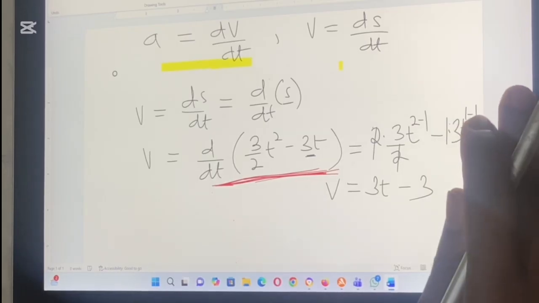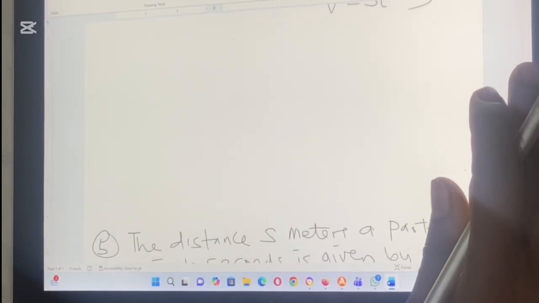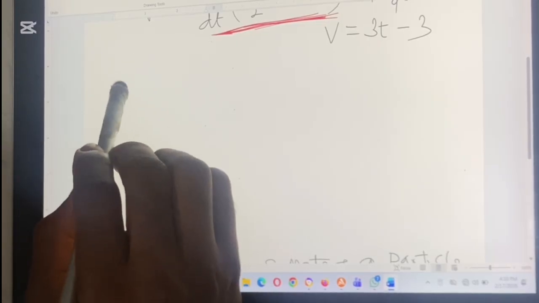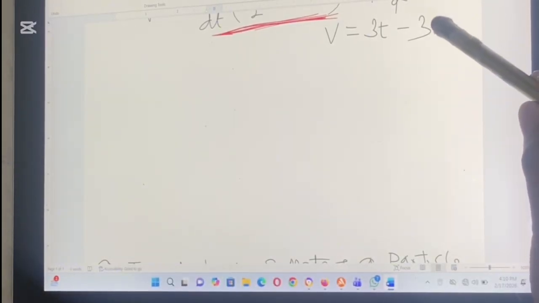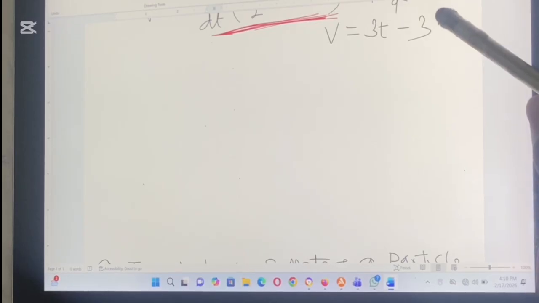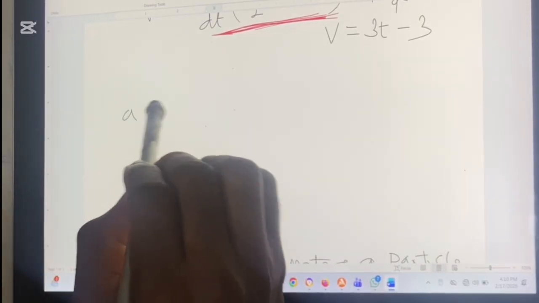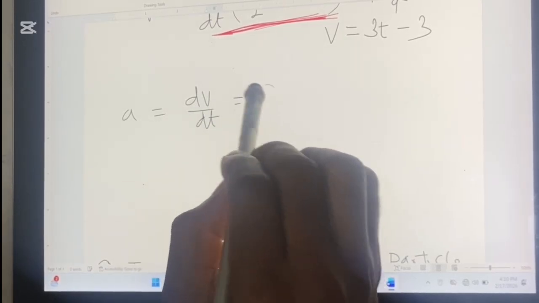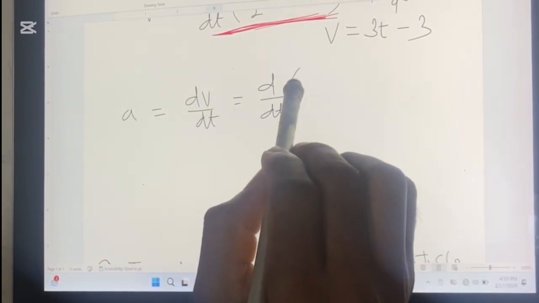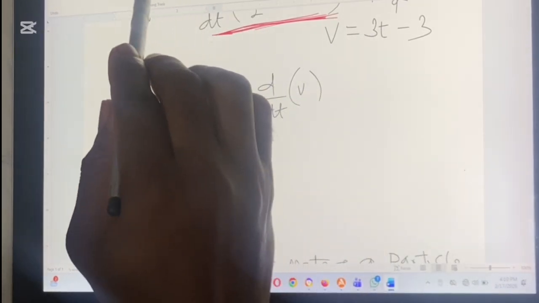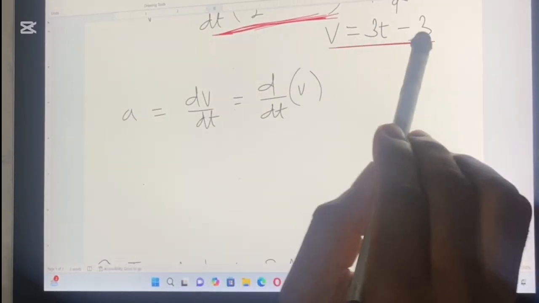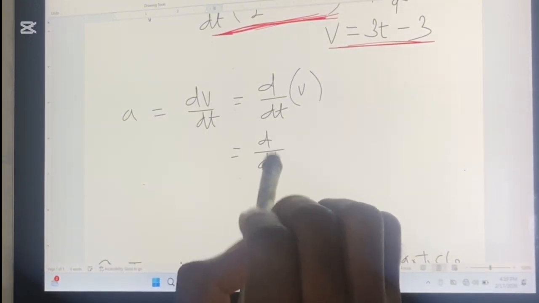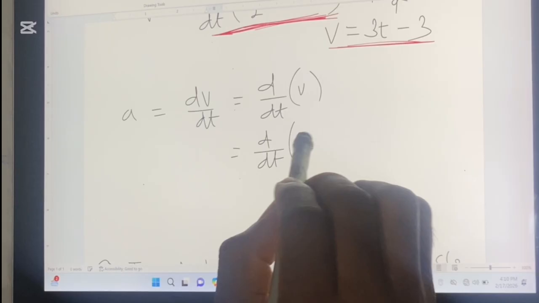But if you look into the question, we are not asked to find the velocity here. We are asked to find acceleration. And what is the formula for acceleration when the parameter is written in a variable? So our acceleration A will be equal to dv over dt, and this is the same thing as d over dt into v. Okay, so our v is given to us as this. When you replace the value of v, I will have d over dt into 3t minus 3.